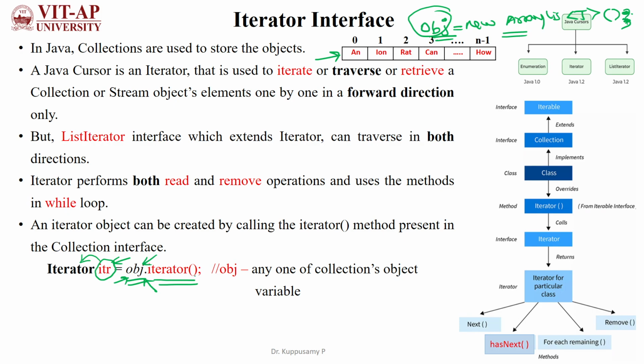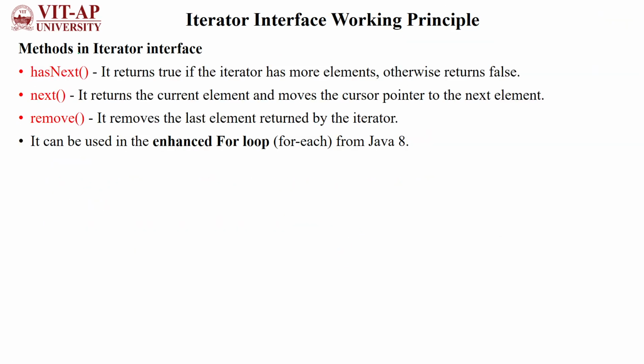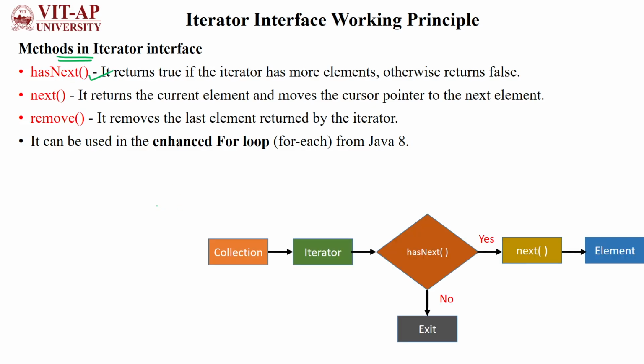For iterating those elements, we use itr as a reference variable to refer to the values available in the collection obj. Here the object itr is used for iterating the elements over another object, as I explained in this step. Now we are going to see what methods are available in the Iterator interface. hasNext is one method, and next is another method.